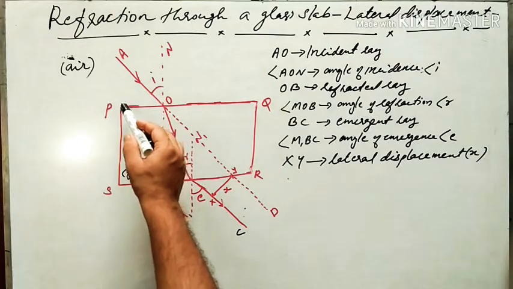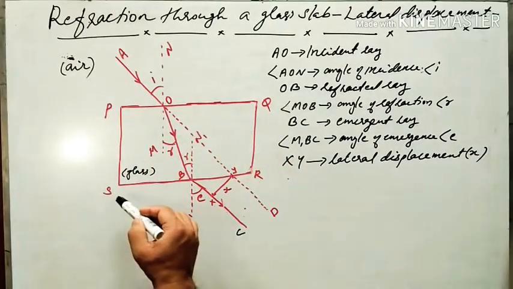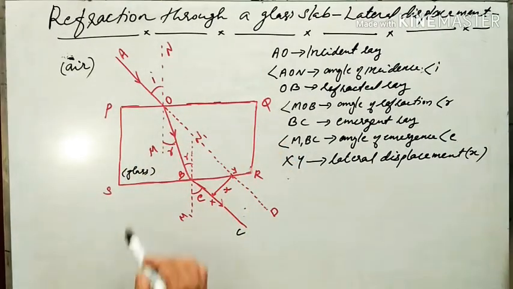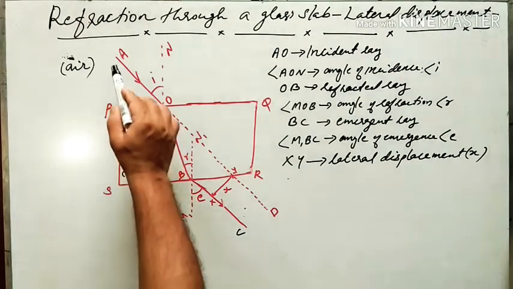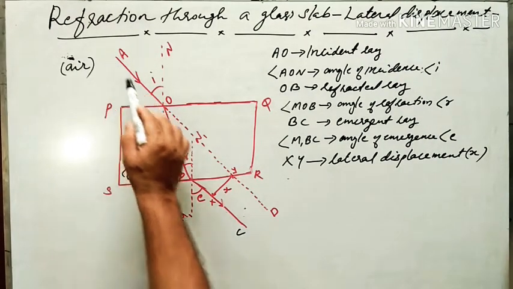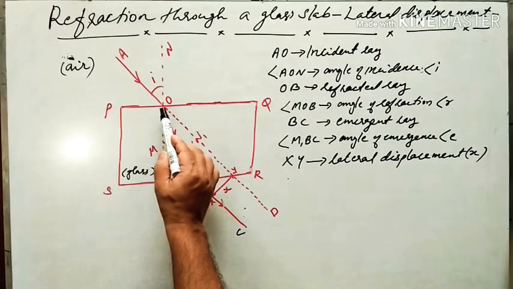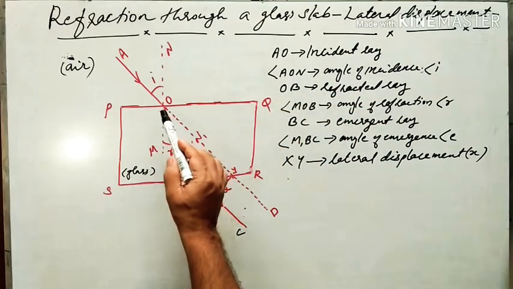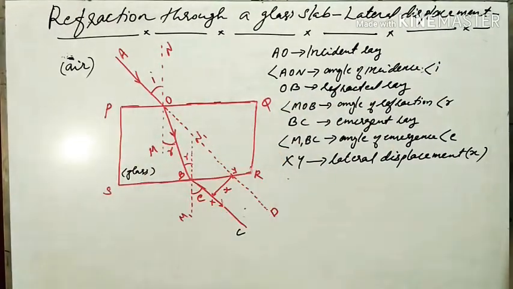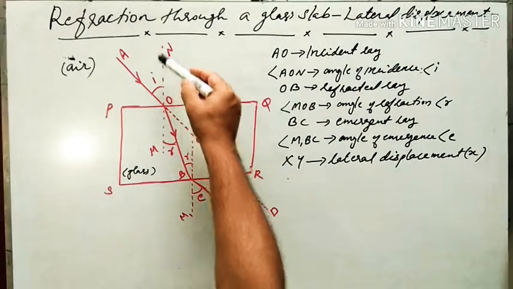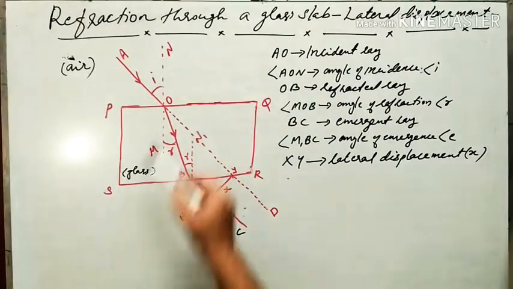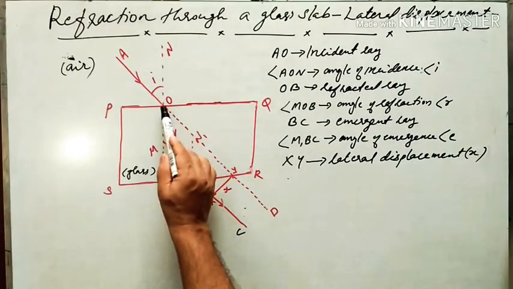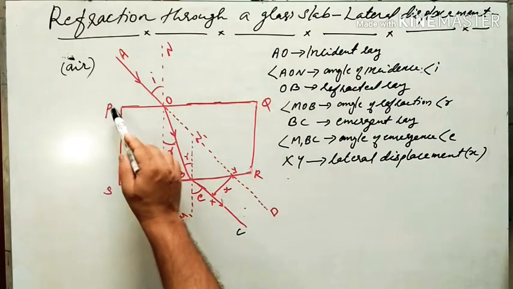We can see the glass slab PQRS, a rectangular glass slab, and AO, a ray of light AO, that is called incident ray, falls on the surface PQ, such that NOM is the normal to the point of incidence O at the surface PQ.